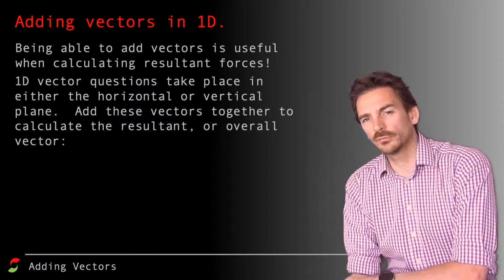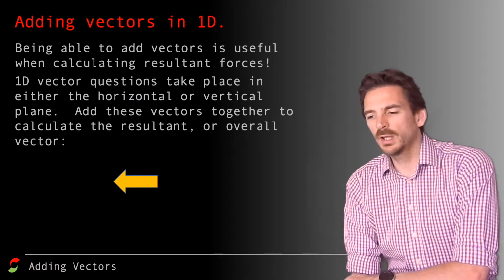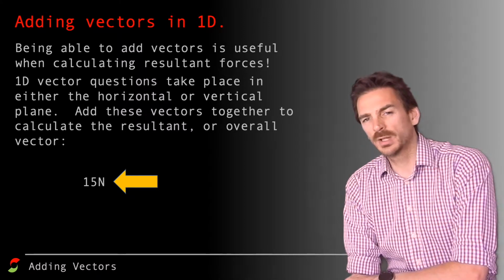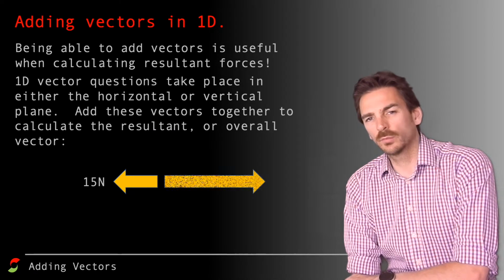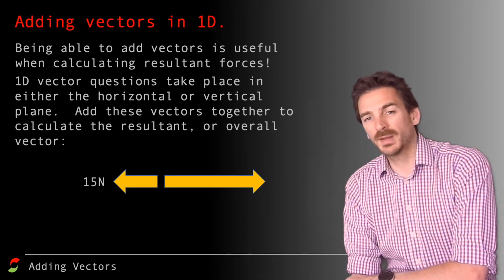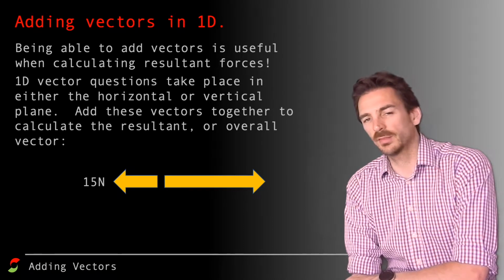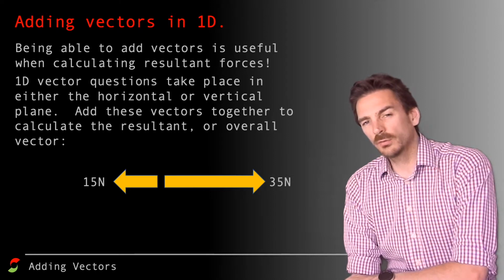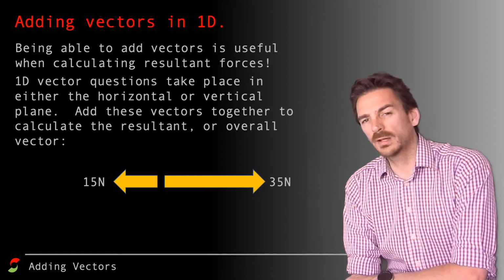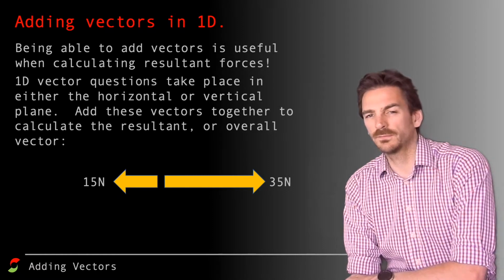We'll start off with a horizontal force acting to the left, with a magnitude of 15 newtons. And we're going to add that vector to one to the right, and clearly the size of the arrow tells us that its magnitude is larger, and it's going to be 35 newtons. So although we're adding vectors, we don't just add those two values together. We don't add 15 and 35 to get 50.